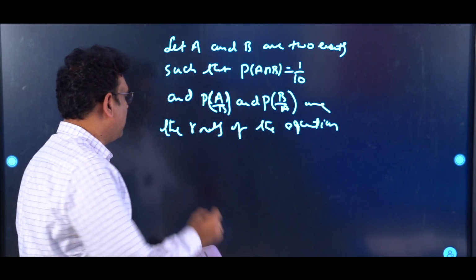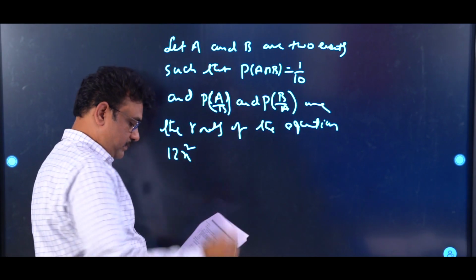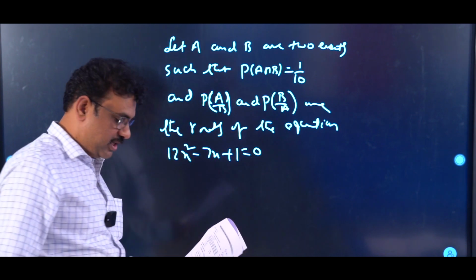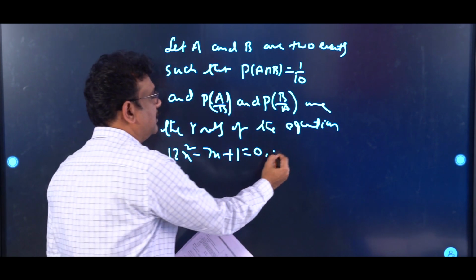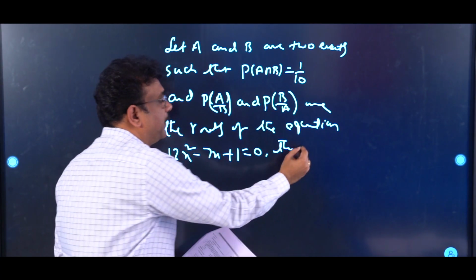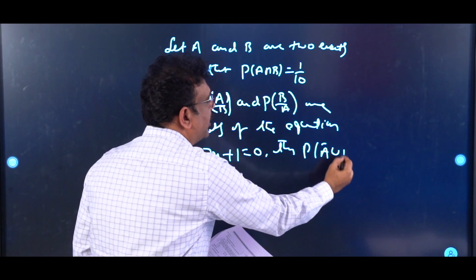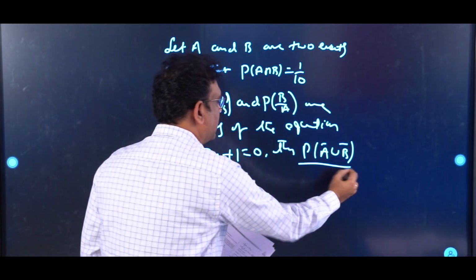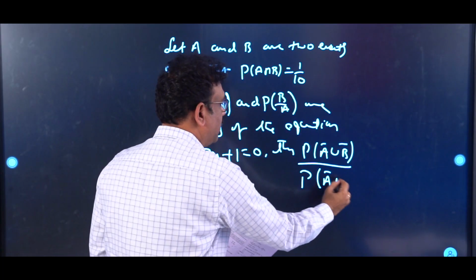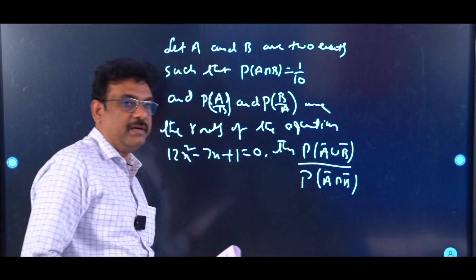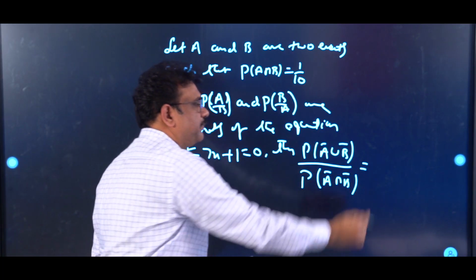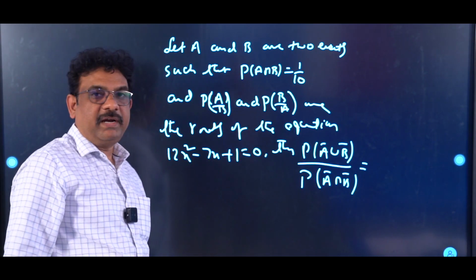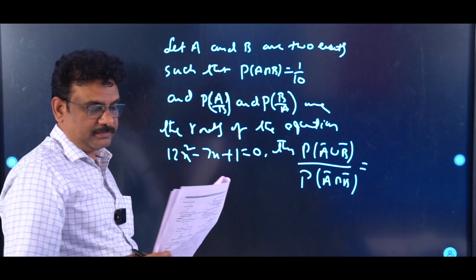Roots of the equation 12x² − 7x + 1 = 0. Then P(A̅ ∪ B̅) by P(A̅ ∩ B̅), that is, complement, is equal to P(A complement union B complement) by P(A complement intersection B complement).